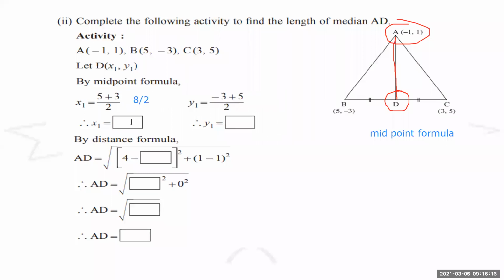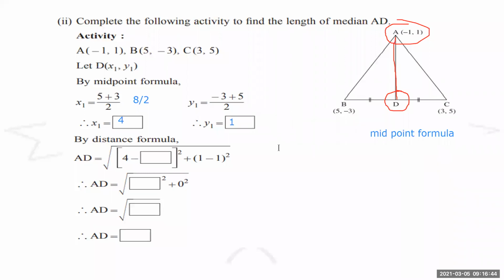So what is the value of x1? X1 is 4. Very good. Now next is y1. Y1 is 1. It is 2 upon 2. See, minus 3 plus 5 is plus 2 because the greater number is 5 with positive sign. So plus 2 upon 2 equals 1. So y1 equals 1.